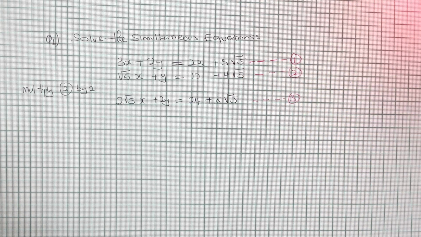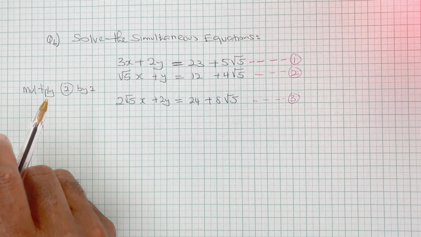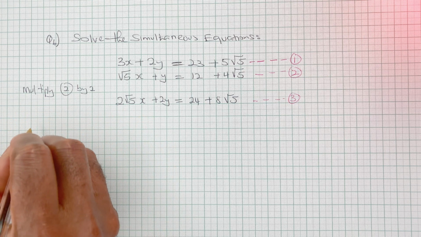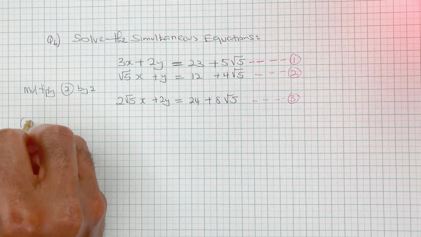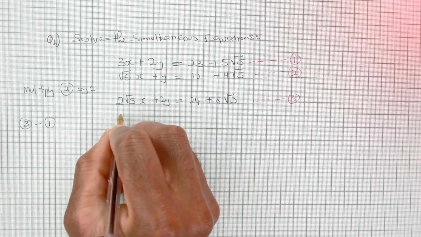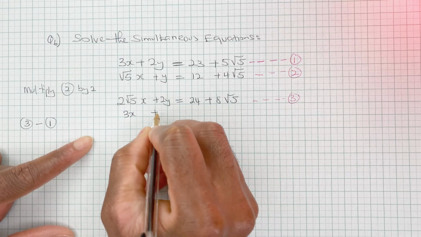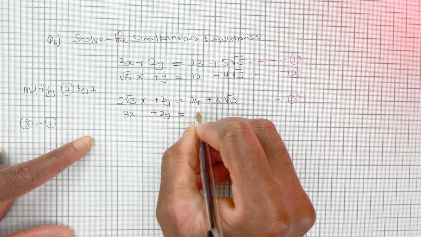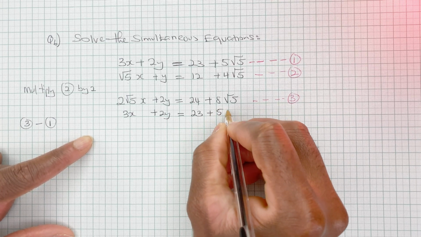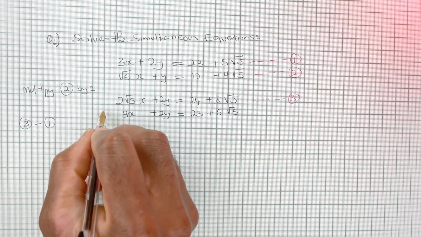Now, what I want to do is take equation 1 away from equation 3. So I would say 3 take away equation 1. I have to bring down my equation 1 again, which is 3x plus 2y equals 23 plus 5 root 5. So now I'm going to take away.